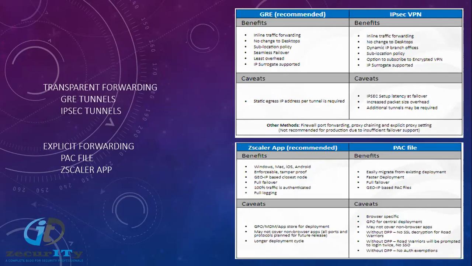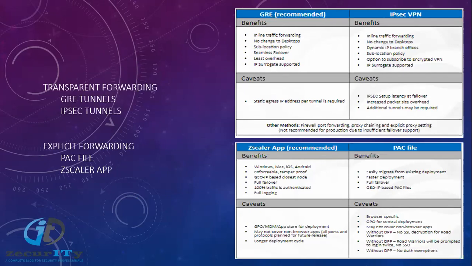Explicit forwarding means changes will happen on the end user machine. The end user can look and feel the configurations on their machines. It may be in the form of PAC files or in the agents. Those two mechanisms are available in Zscaler as well.